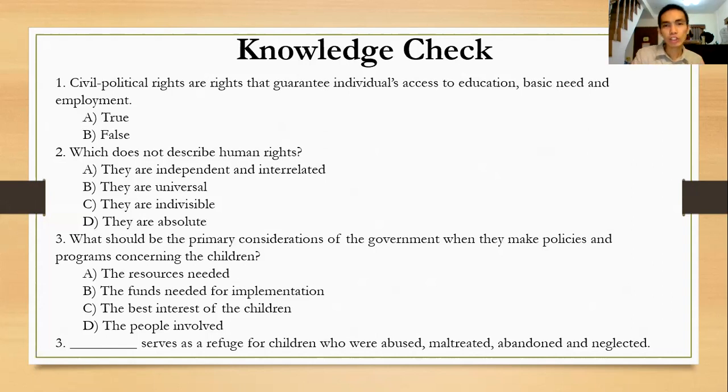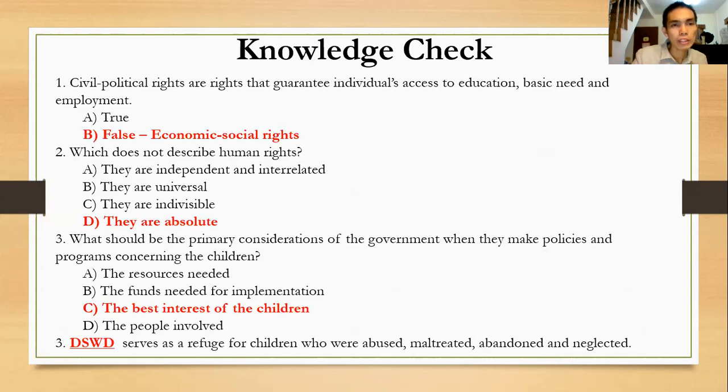Okay, all right, so let's check. The first statement is false since the economic and social rights are the rights that guarantee individual access to education, basic needs, and employment, not civil political rights. Okay, and then which does not describe human rights? They are absolute. So human rights are not absolute. What should be the primary consideration of government when they make policies and programs concerning the children? The best interest of the children. So before they make policies, the first thing to consider is what would be the benefit of these policies to the children.